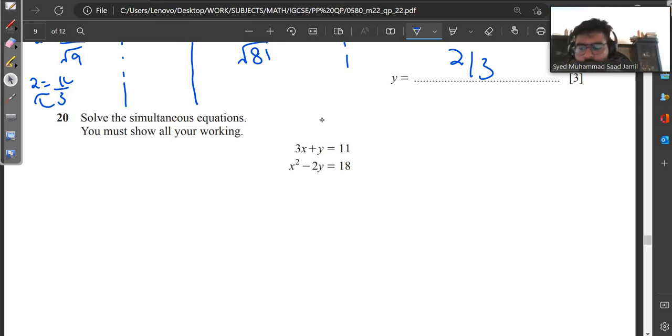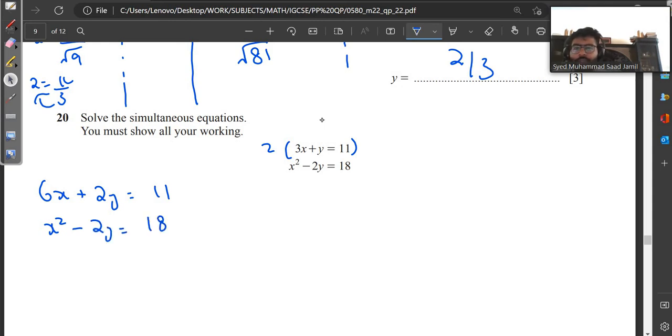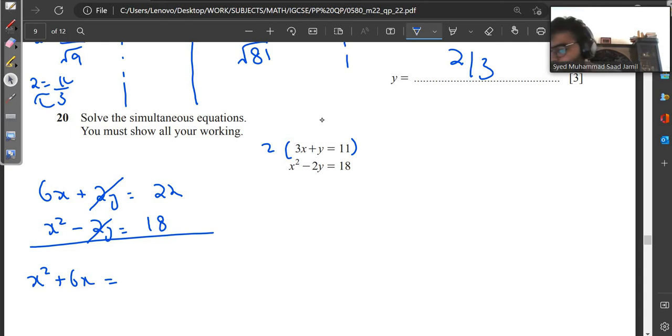Just try to use the elimination method. In order to eliminate y, since both have different signs, just multiply the first equation with 2. This will become 6x plus 2y is equal to 22, and x squared minus 2y is equal to 18. Okay? This is not 11, this is 22 because 2 multiplied by 11 is 22. Minus 2y plus 2y gets cancelled out. This becomes x squared plus 6x is equal to 22 plus 18, which is 40.